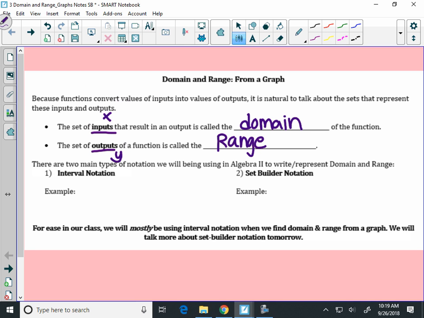Now there are two types of notation, or ways to write domain and range, that we're going to use in this course. The first one is interval notation. This is what you were doing on that mini lesson before this set of notes. Interval notation uses brackets, so like [2, 4] has two square brackets. That would be an interval. Or you could have negative infinity to 5 with a square bracket. Or you could use parentheses, (3, 7), something like that. So that's what interval notation looks like.